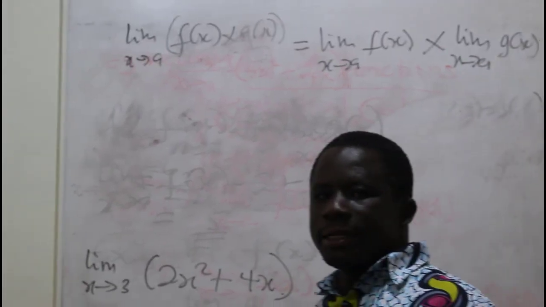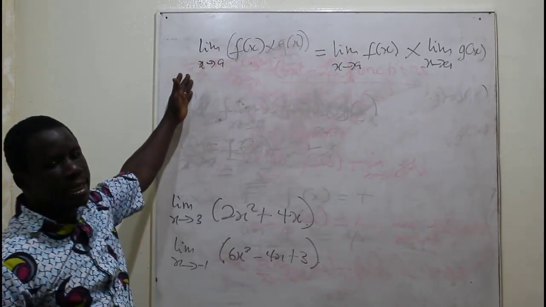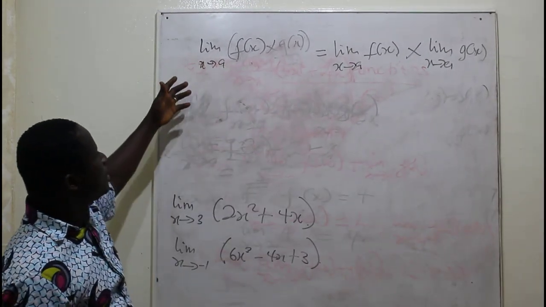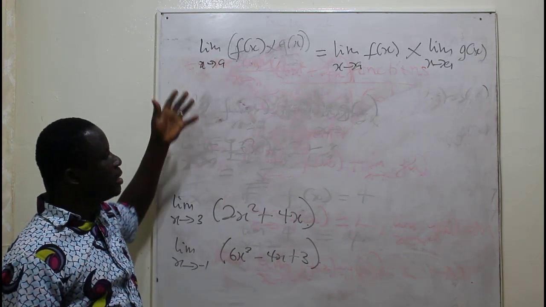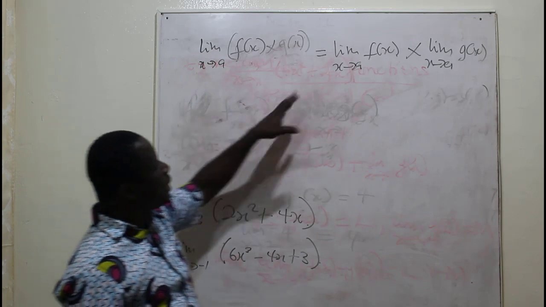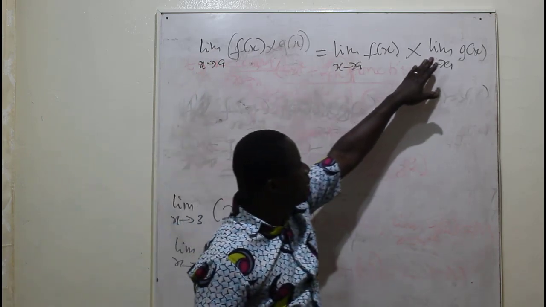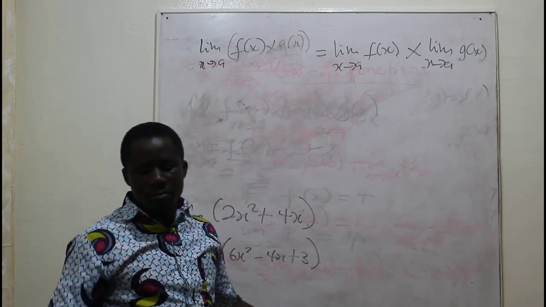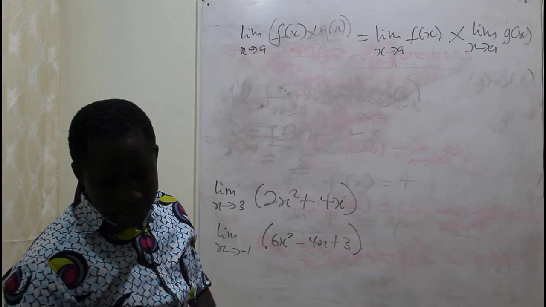What it means is that if two functions are being multiplied and you want to take the limit as the variable approaches a certain number, say a, then it's the same as taking the limit of the first function, putting the answer down, finding the limit of the second function, then you multiply the results as the final answer.